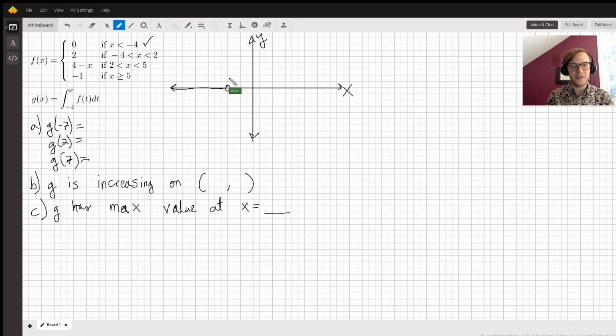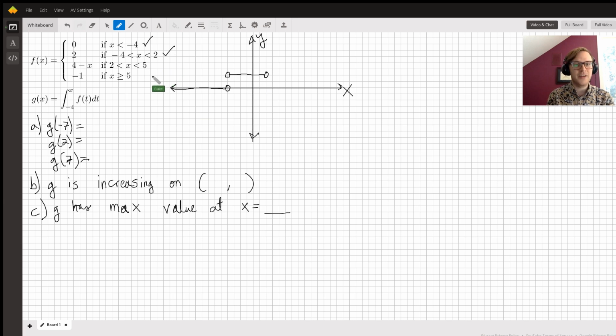The second part, f of x is equal to 2 if -4 is less than x less than 2. So let's just start at x equals -4. We're going to graph starting from here with an open circle, because they're just plain old less than signs, to here with an open circle. So this is just where y equals 2.